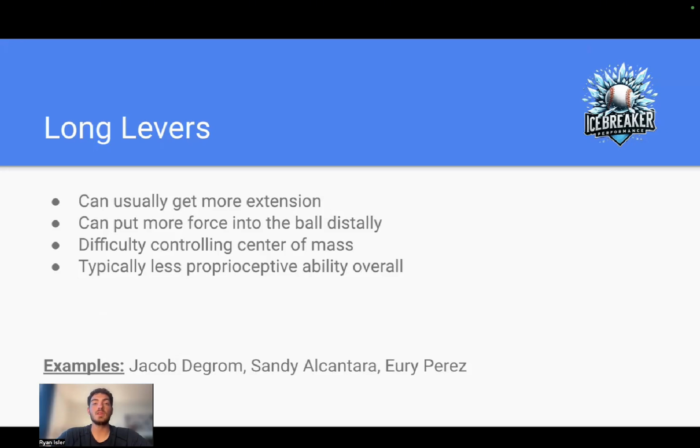So examples of this, Jacob deGrom, like I used him before, he's a really tall, really lanky guy, and he basically sits 100. And then two guys for the Marlins, they're also very tall, very long levers, Sandy Alcantara and Yuri Perez. These guys are able to produce a ton of force into the ball because they have these long levers and they're able to use them properly.